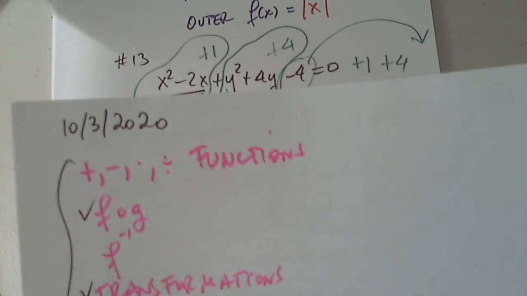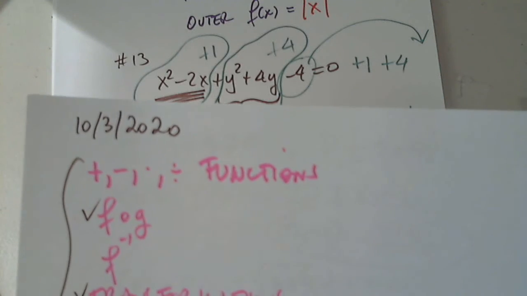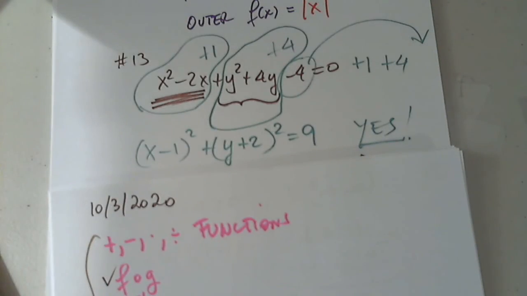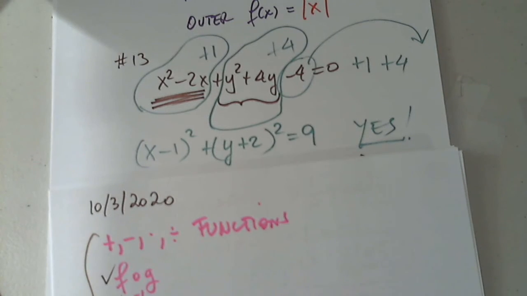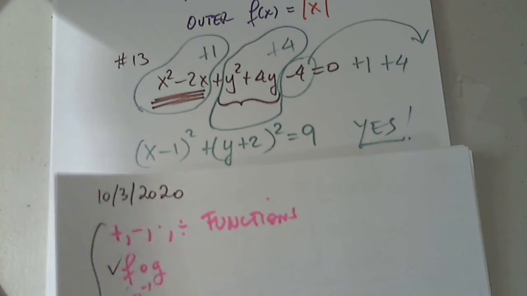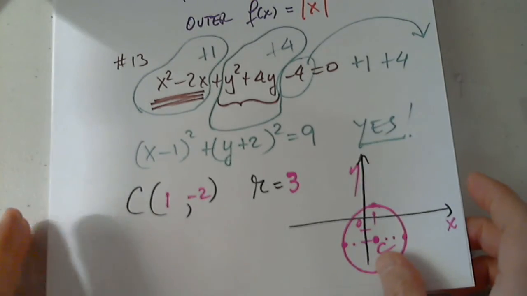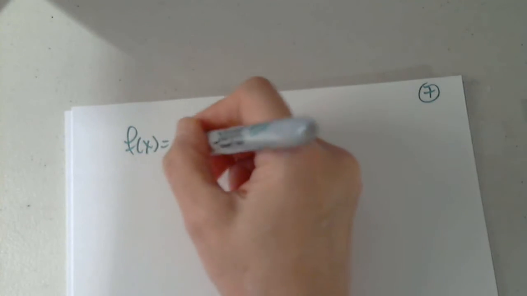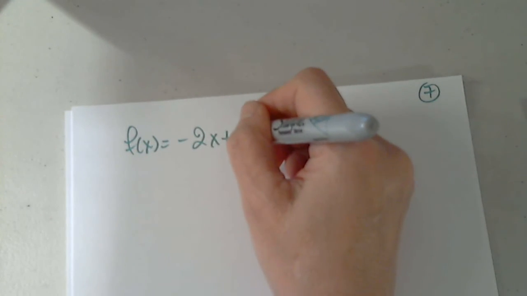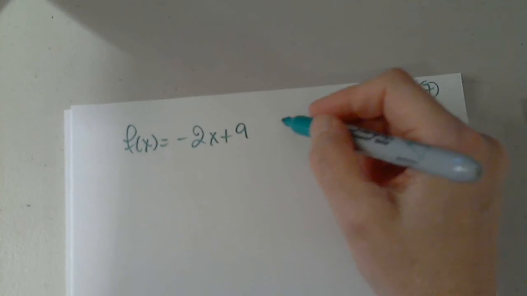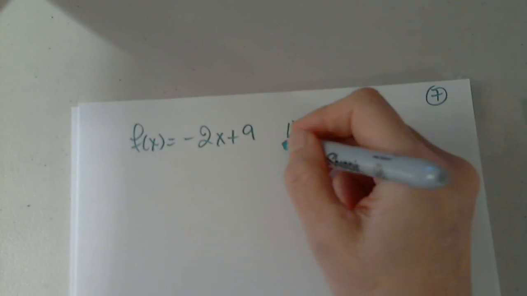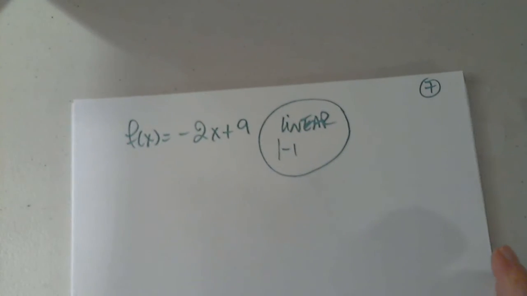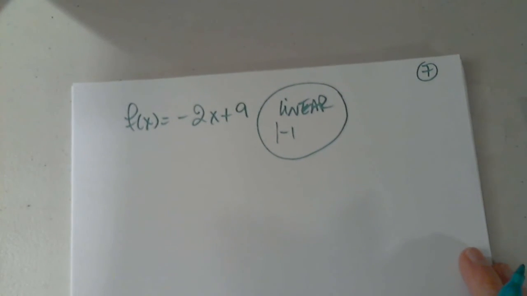Okay, anything else? Can we go over finding the inverse? Of course. This was 6, 7. So let's suppose we have f of x equals -2x plus 9. It's a linear function, and we know it's 1 to 1. That's why it has an f inverse. It has an inverse function.